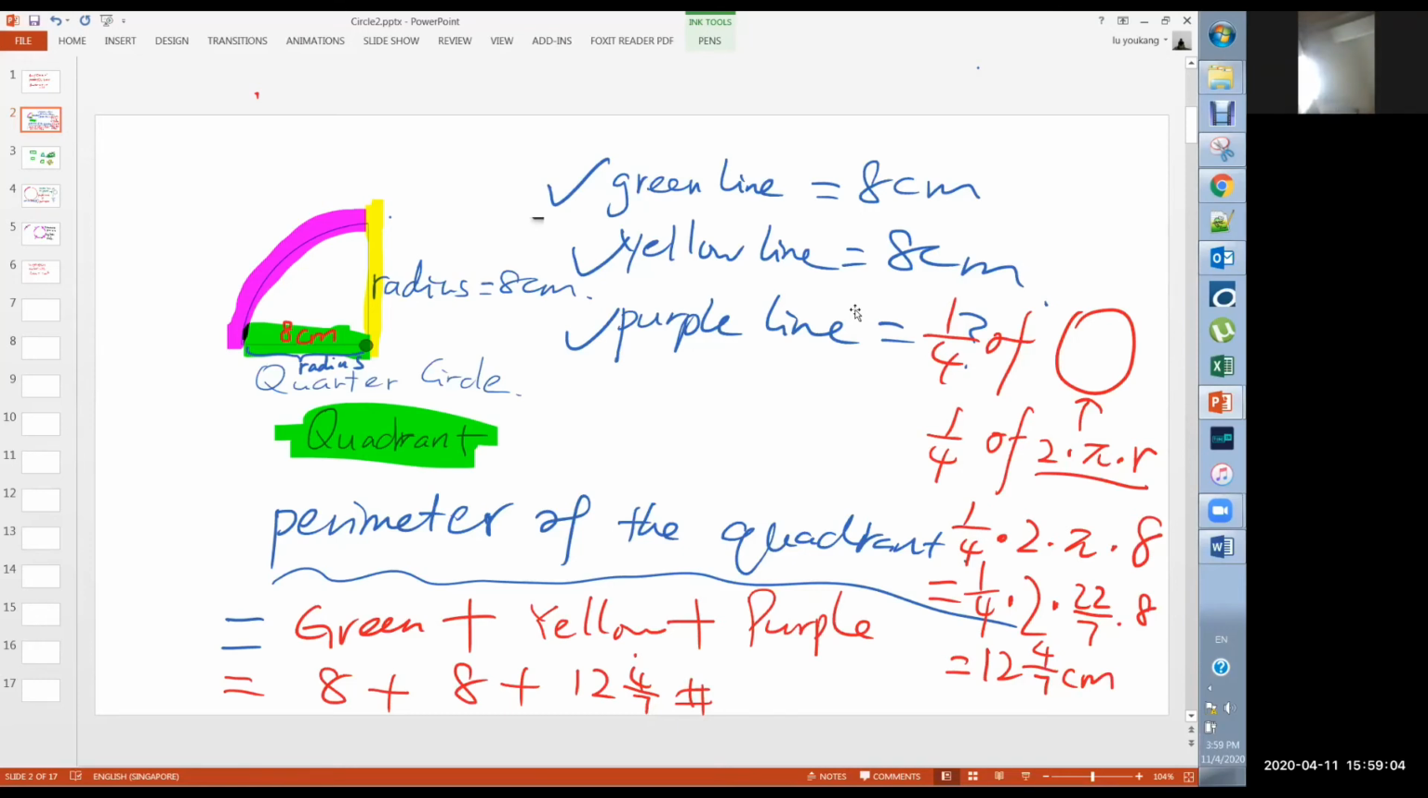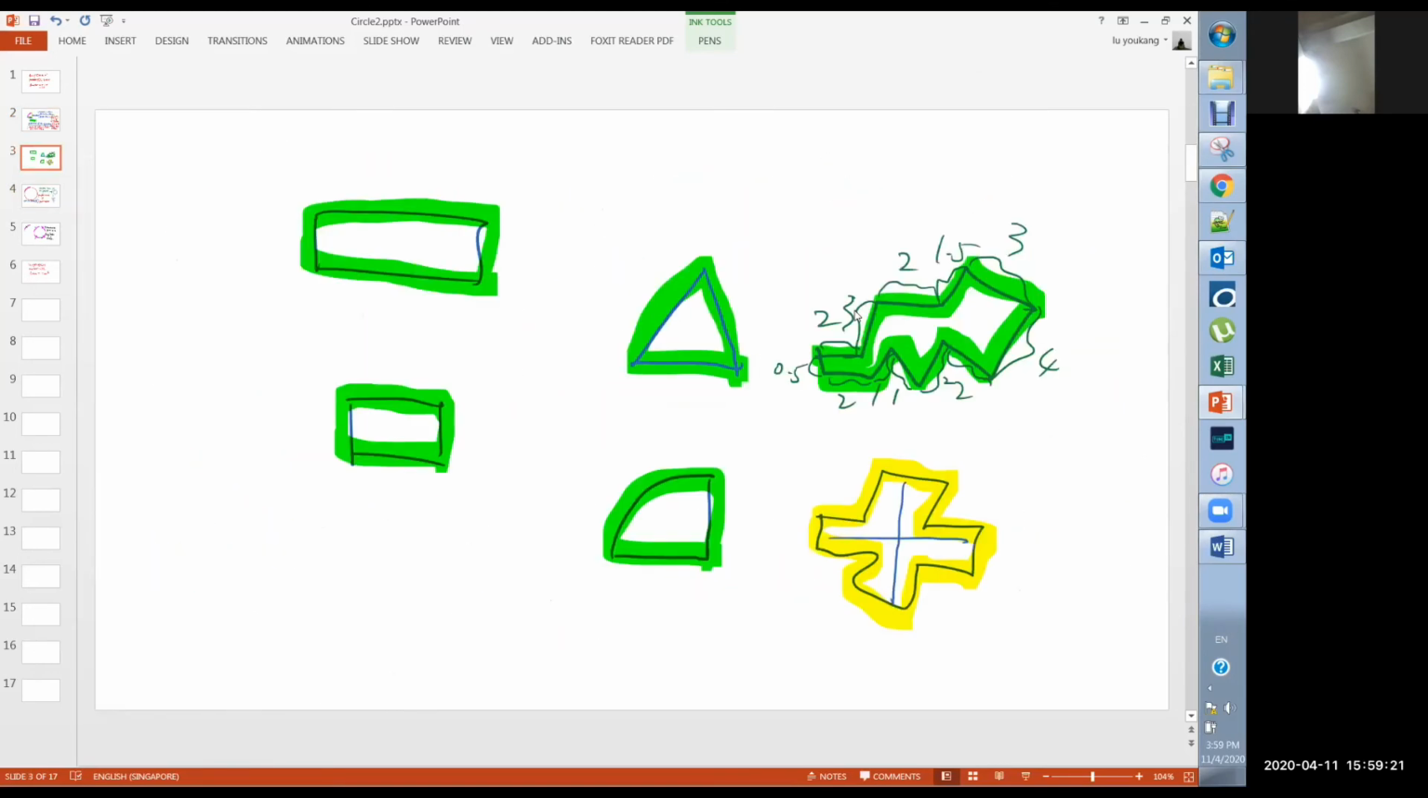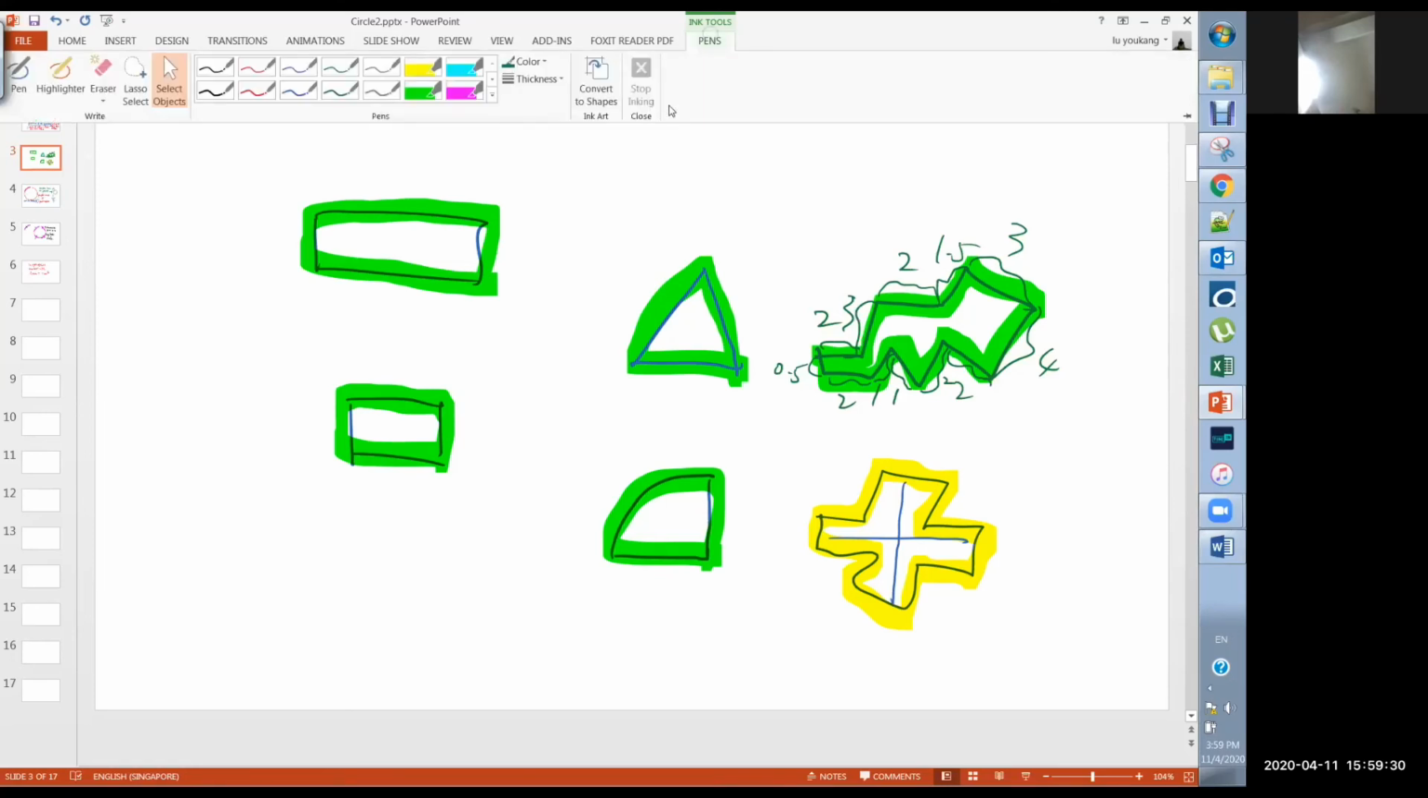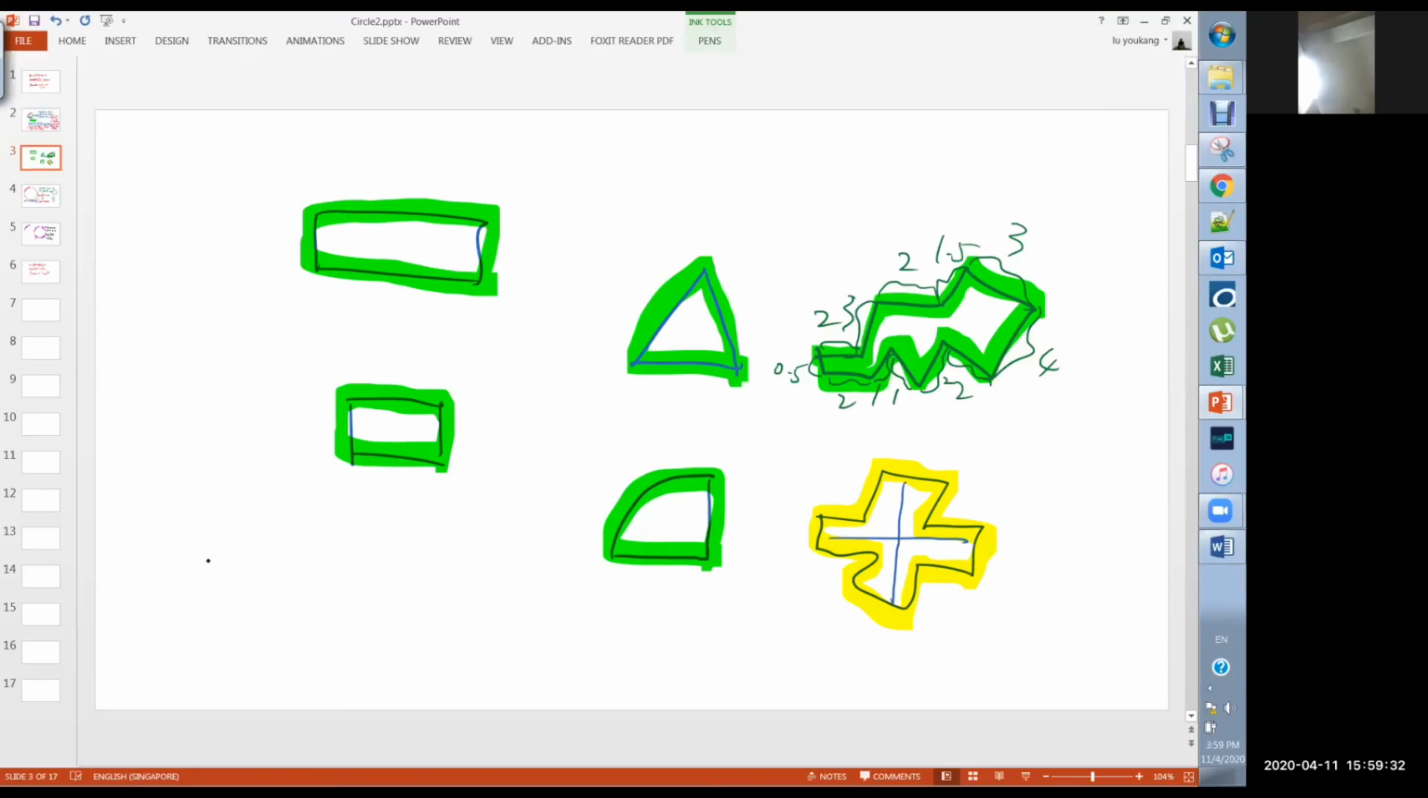Okay, good. So, how to find perimeter? Once again, add the numbers up. Add the green, yellow, and purple. Then what about other shapes? Add the length and breadth for the square. Basically, the idea to find perimeter is add all the lengths up. Okay?